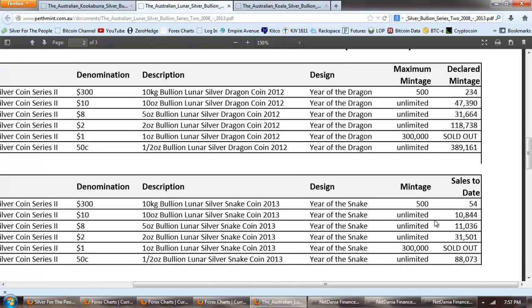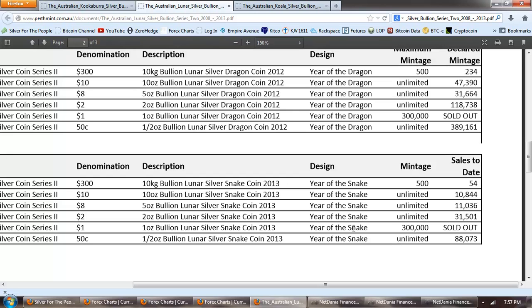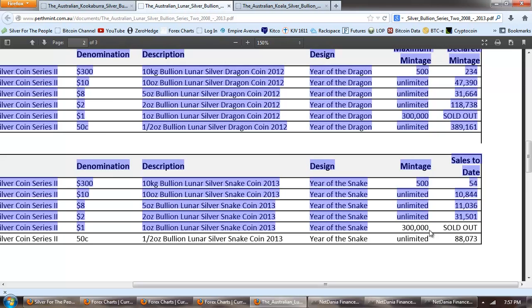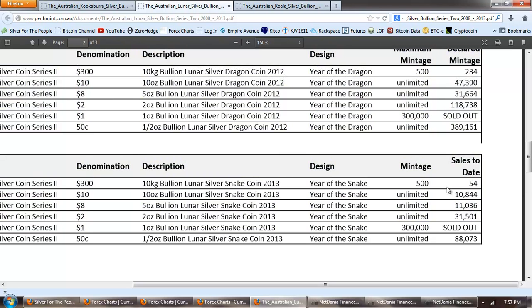Now, the latest year is the year of the snake. We just have the up to the most recent date information, and you can see it is sold out. They haven't increased the number the way they did with the koalas. You're still limited at that 300,000 number, but they are sold out, and I have picked up a number of the half ounce snake coins. Those seem to be fairly reasonably priced. I think you can get them for about $13 right now.